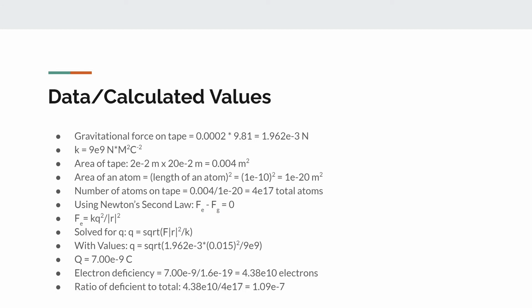The electron deficiency: we know that there are fewer, and not extra, electrons on the tape because a positive charge indicates that electrons have been lost. So electron deficiency is going to be equal to the charge of the tape divided by the charge of one electron, which is going to be 4.38 times 10 to the 10th electrons. The ratio of deficient electrons to the total is going to be dividing 4.38 times 10 to the 10th by 4 times 10 to the 17th, which is going to give us 1.09 times 10 to the negative 7th.